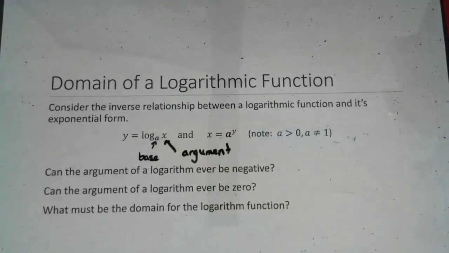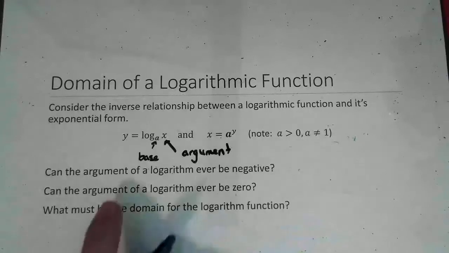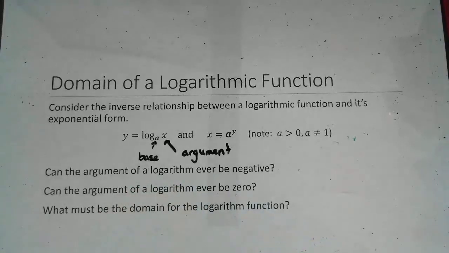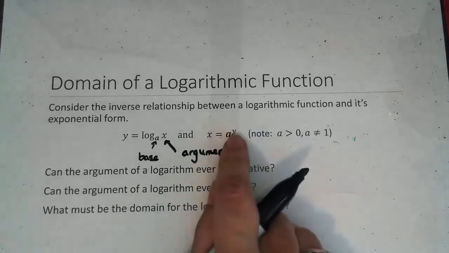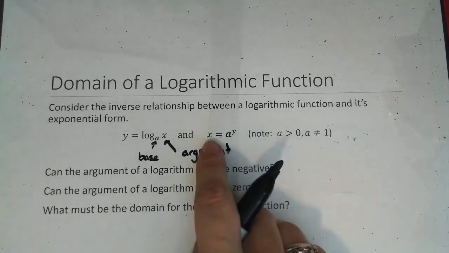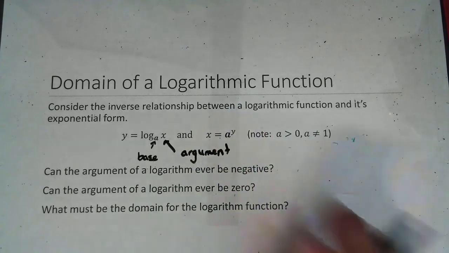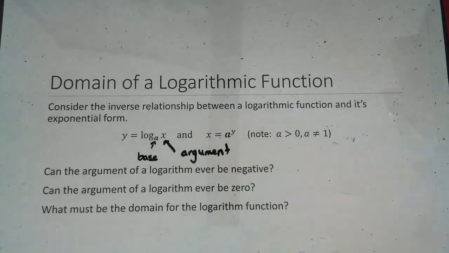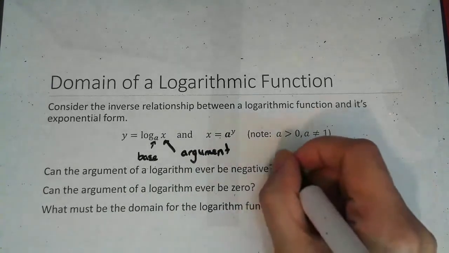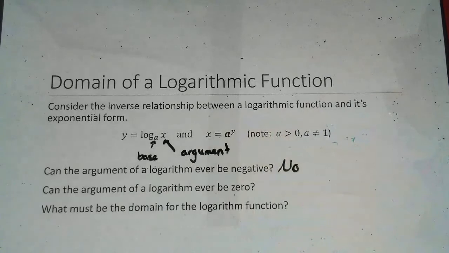So think back to exponential functions. We want to know, can the argument of a logarithm ever be negative? When we were plugging into our exponential functions, did we ever get a negative out? No, because a was positive. And if you raise a positive number to a power, you're always going to get positive. So no, the argument can never be negative.